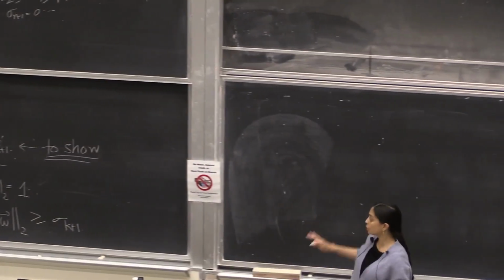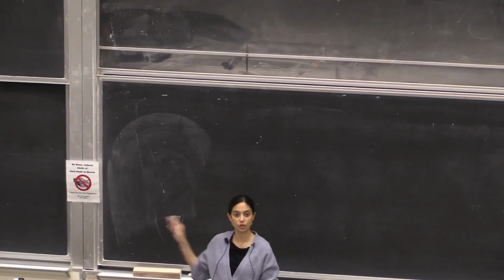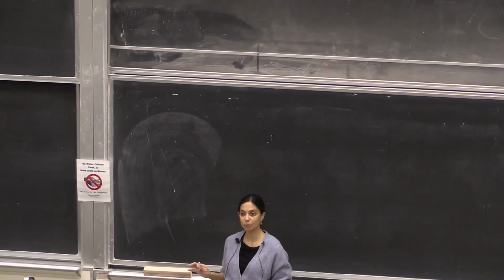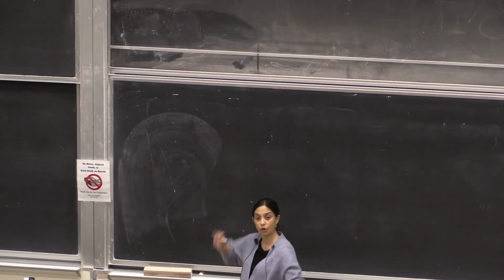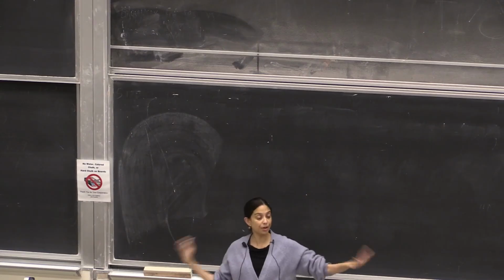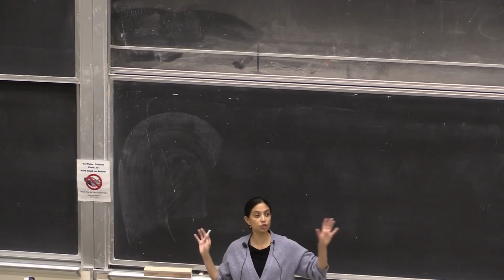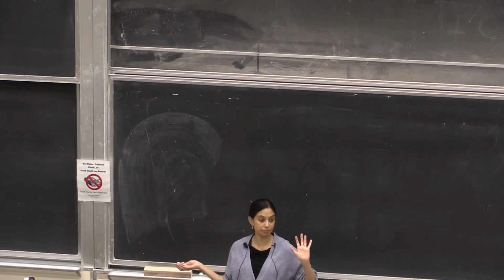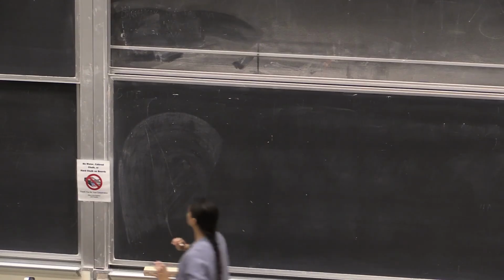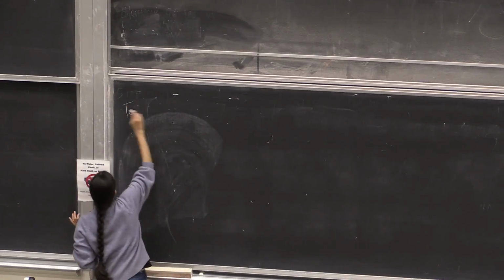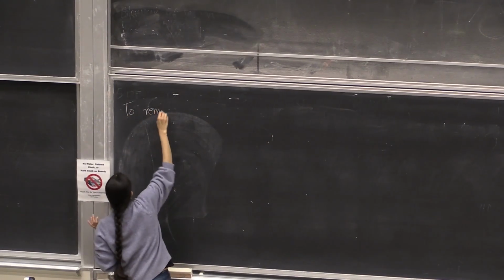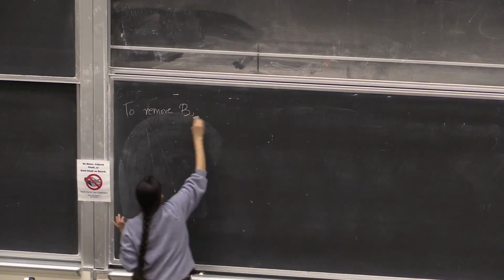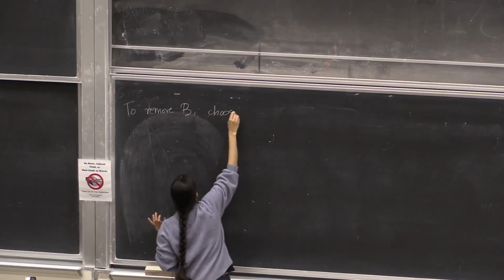So, once we have this, how are we going to show this? The thing we concluded last time was that B is the annoying part. We don't want to deal with B. A wonderful way to get rid of B is to choose a W that basically nullifies B, right? So what W do you want? So to remove B, choose W.